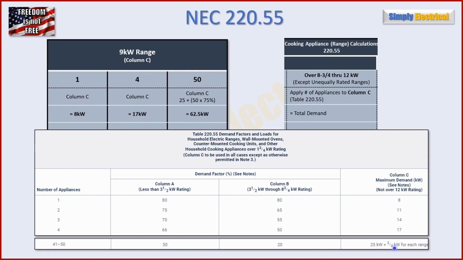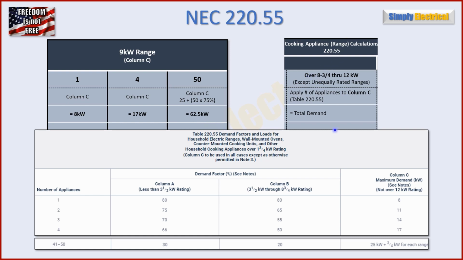and it says 25 kW plus 3/4 kW for each range. So you have to go 25 plus 75% times the number of ranges, 50. So you go 50 times 75% plus 25 equals 62.5 kW. And that is your total demand.